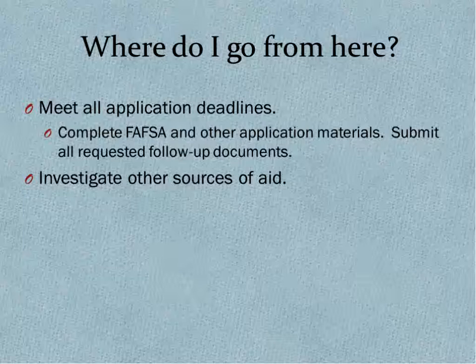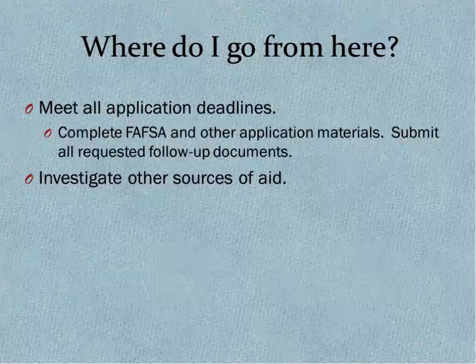So where to go from here is to meet the priority FAFSA application deadline for our office, which is March the 1st. Submit any requested documents. The sooner that we get all the documents that we need, the sooner we can get their financial aid processed, get an award letter to them so that we can actually award their aid and start processing it.